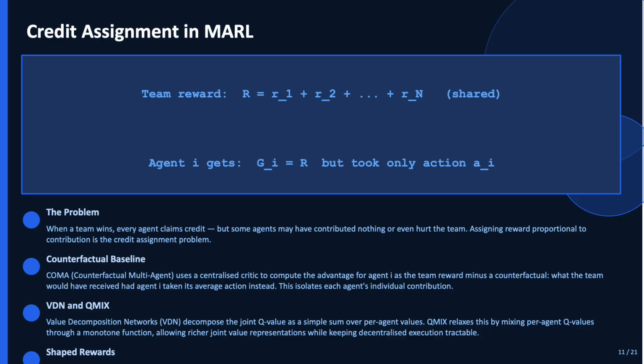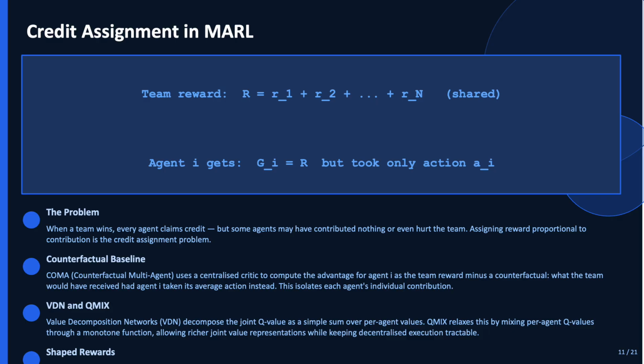A team reward equals the sum of all individual contribution signals, but each agent only controlled its own action. This mismatch is the credit assignment problem stated precisely.